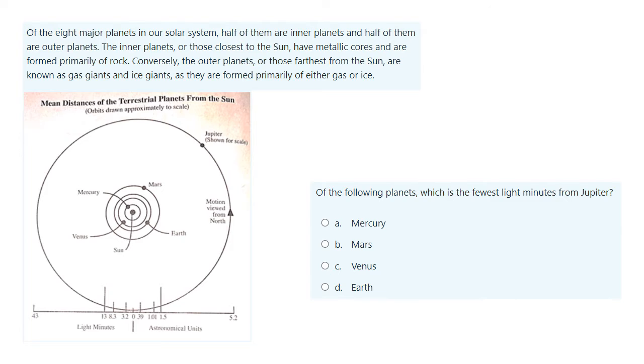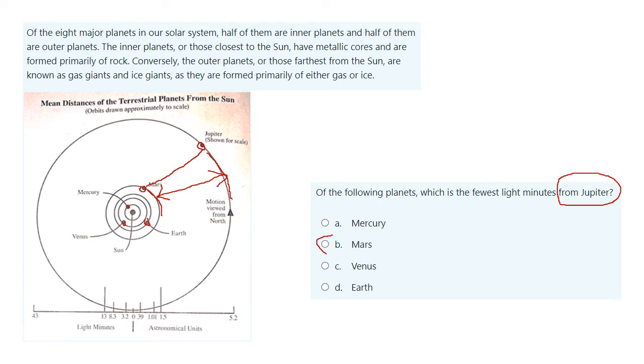Which of the following planets is the fewest light minutes from Jupiter? Okay, so we have Mercury, Venus, Earth, Mars, and Jupiter. Which one is the closest to Jupiter? The answer is Mars. This circle here is the orbit of Mars. This circle here is the orbit of Jupiter. So the correct answer is Mars.